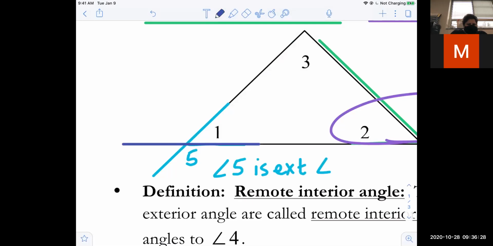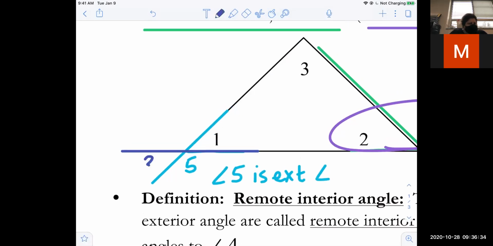Is there another exterior angle now? Is this one an exterior angle here? That one's vertical. Jake, why is it not exterior? Yeah, it's not adjacent to one of the angles of the triangle, right? It's vertical to an angle. It's not an exterior angle because it's not formed by just one side of the triangle and an extension of a side. Angle 6 would be exterior.